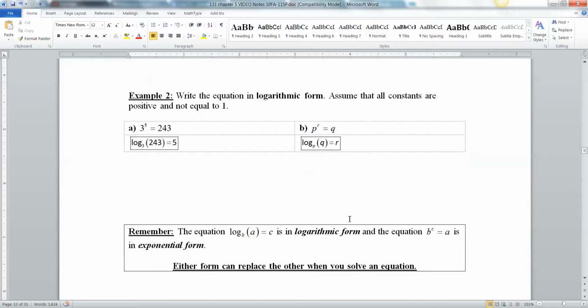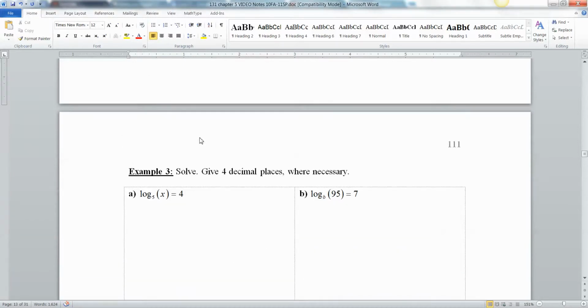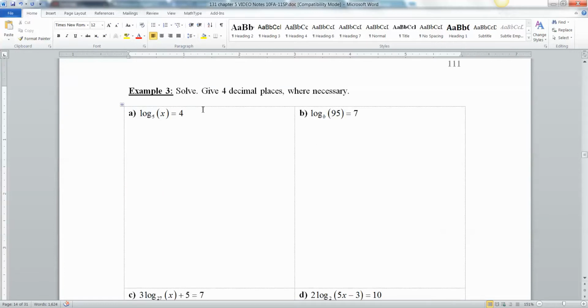All right, so the equation log base b of a equals c is the logarithmic form. B to the c equals a is the exponential form. And either form can be used when you're trying to solve an equation. Sometimes you'll have to switch from one to the other and backwards. All right, so let's get down here into the nitty-gritty. We're going to use that property to solve some problems.